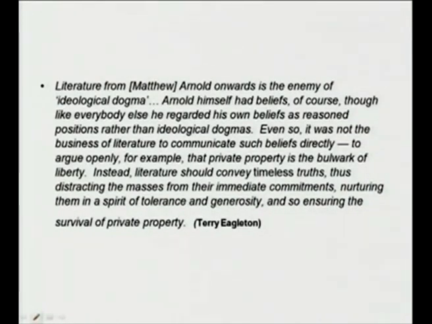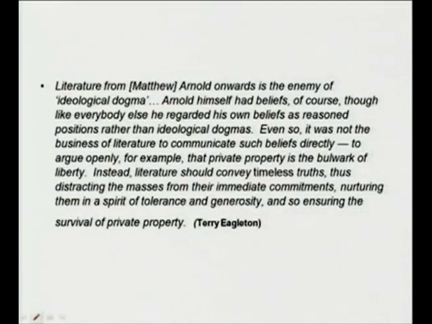So, Terry Eagleton said that literature from Matthew Arnold onwards is the enemy of ideological dogma. Arnold himself had beliefs, of course, though like everybody else he regarded his own beliefs as reasoned positions rather than ideological dogmas. Even so, it was not the business of literature to communicate such beliefs directly, to argue openly, for example, that private property is the bulwark of liberty. Instead, literature should convey timeless truths, thus distracting the masses from their immediate commitments, nurturing them in a spirit of tolerance and generosity, and so ensuring the survival of private property.